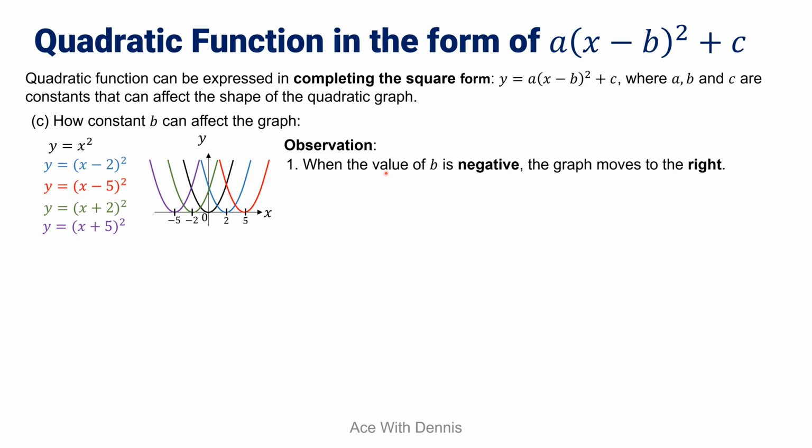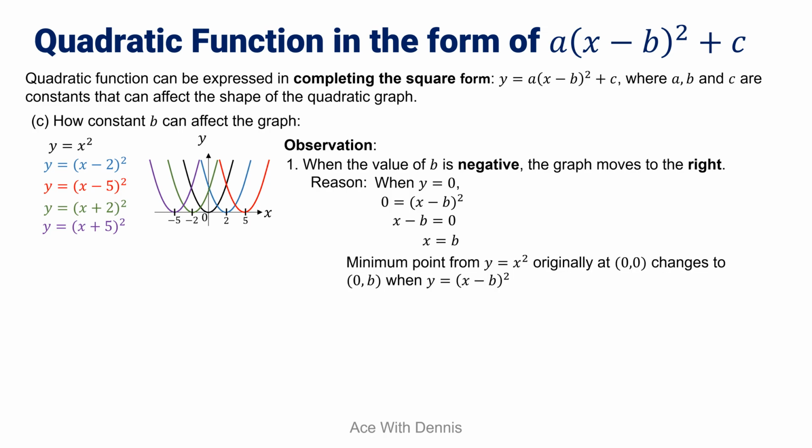The observation that we can see is when the value of b is negative, the graph moves to the right. So here's the reason. When y equals 0, then 0 equals (x minus b) squared. That means x minus b equals 0, so x equals b. The minimum point from y equals x squared, originally at (0, 0), changes to (b, 0) when y equals (x minus b) squared. So this explains why when y equals (x minus b) squared, it moves b units to the right.